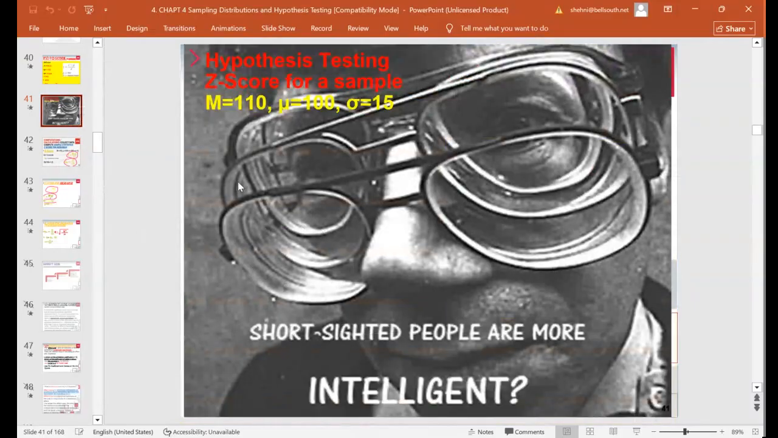And so here, if you have a research like this, it says short-sighted people are more intelligent. So with that, you need to conduct research to find out. This is your hypothesis, your research topic, and you have to prove this, test your hypothesis.